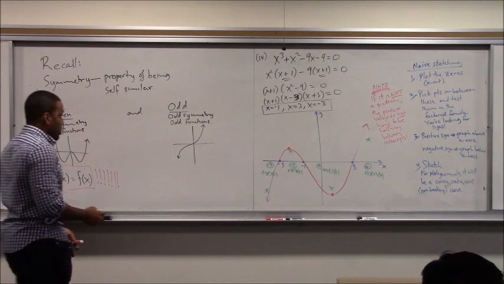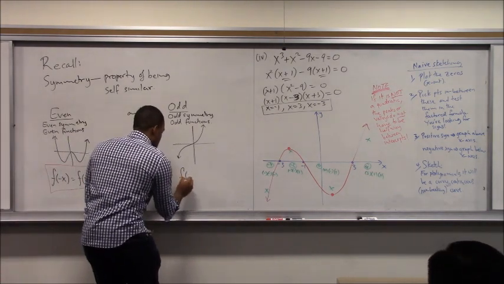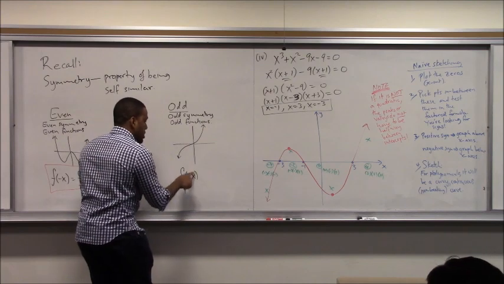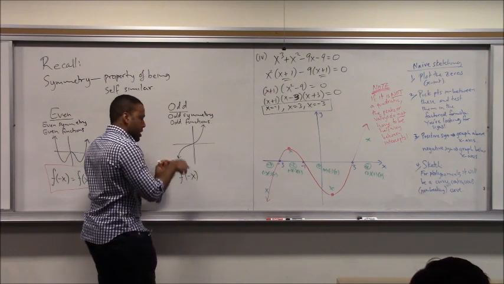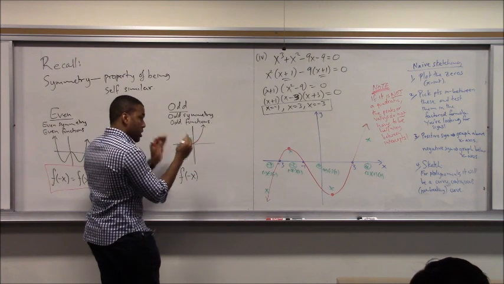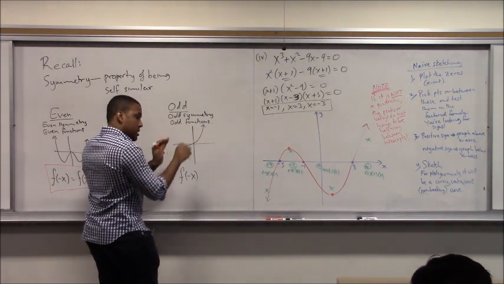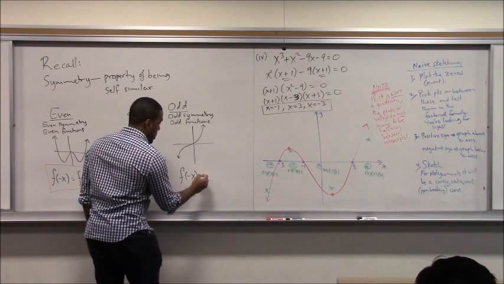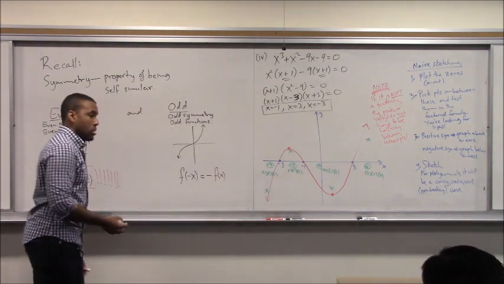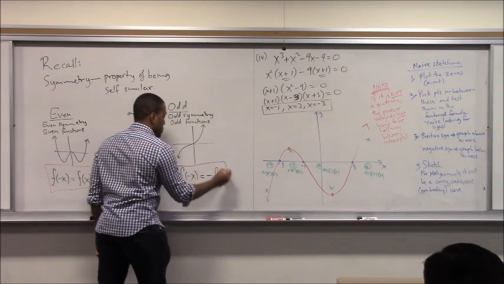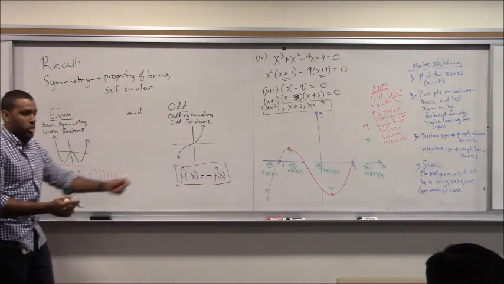And again, the only way to know something is odd is if, when you replace all the x's with negative x, remember what this means. f of minus x doesn't mean you put a negative outside. It means erase the x, open parentheses, and put minus x in, and then simplify. If you get the negative of the original function, that means it's odd. This is the only way to know if something is odd, other than seeing the picture itself.